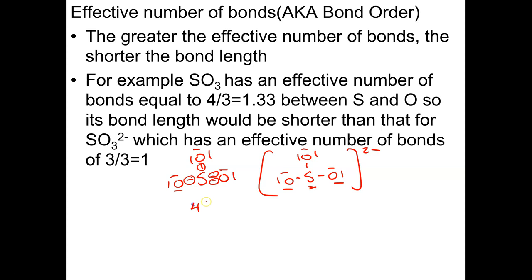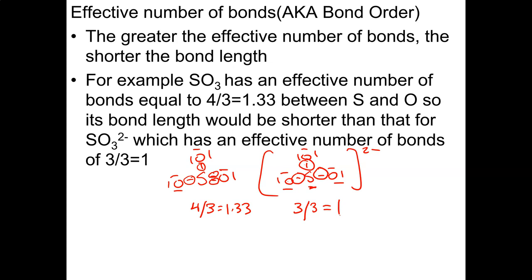So there's your 4, divided by the number of connections you saw. 1, 2, 3. 1.3. Right? Here, 1, 2, 3. You don't count the lone pair. Divided by number of connections, 1, 2, 3 again. You get 1.